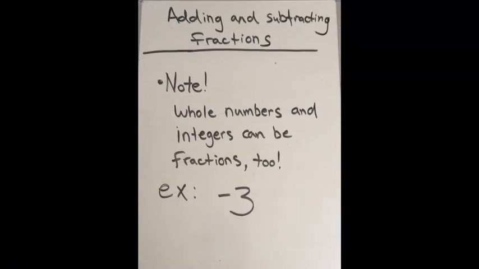Something to keep in mind is that whole numbers and integers can be fractions too. So if you ever see a whole number or an integer, like this one here, -3, all you have to do to turn this into a fraction is put a line underneath the 3 and a 1 in the denominator.